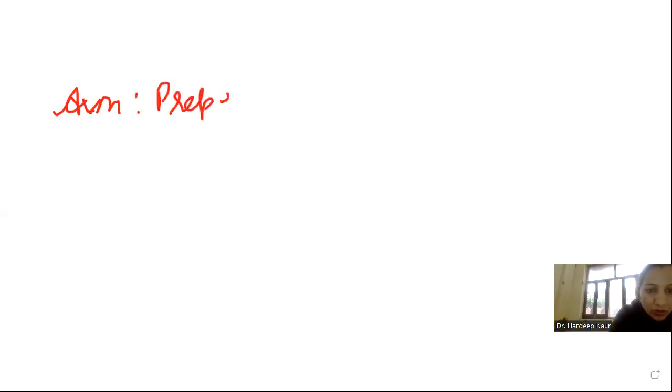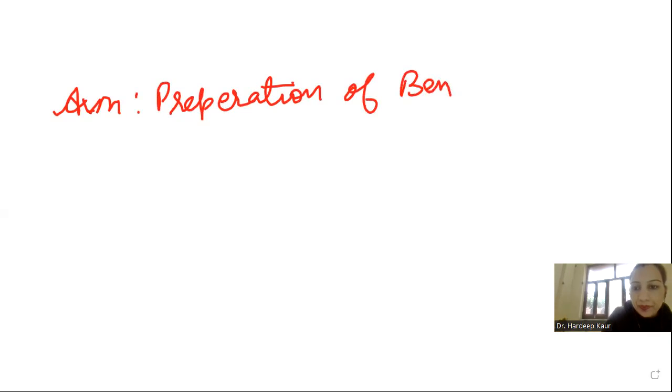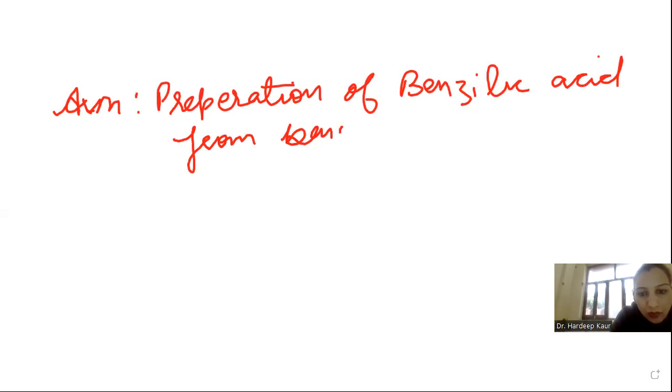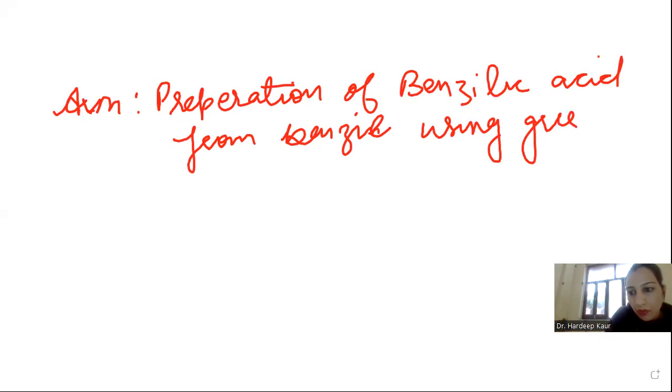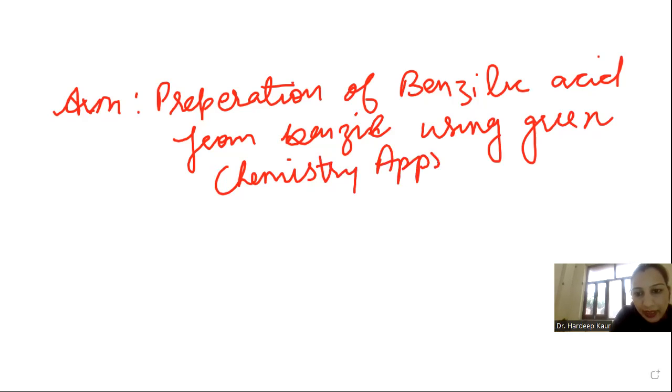Today we will be starting with the next practical, practical number 3. The aim of the experiment is preparation of benzilic acid from Benzil using green chemistry approach. So this is the aim of the experiment.